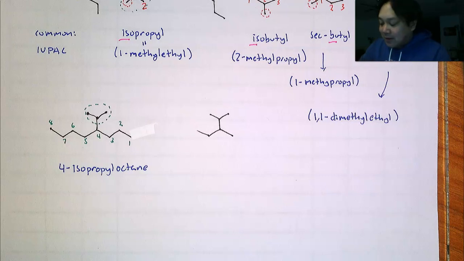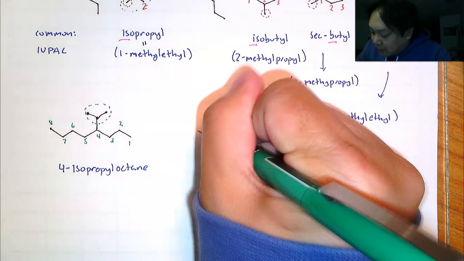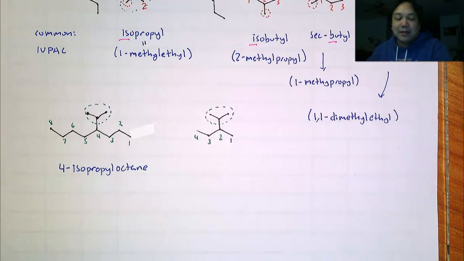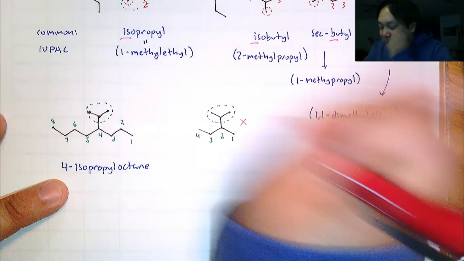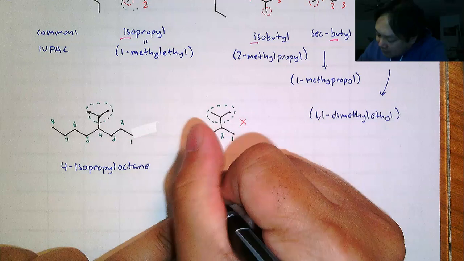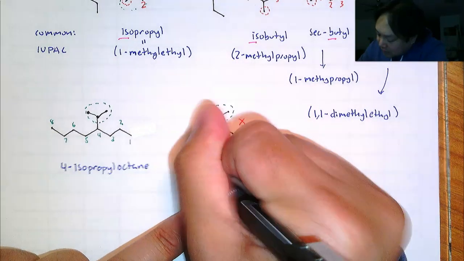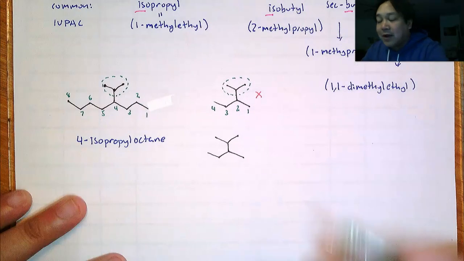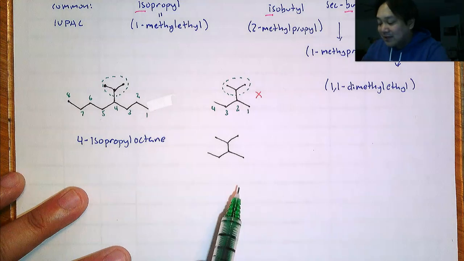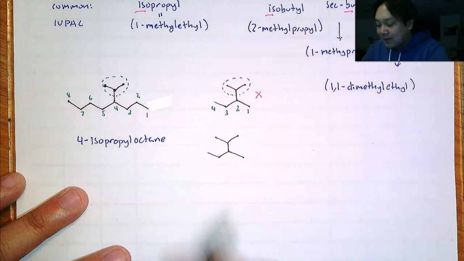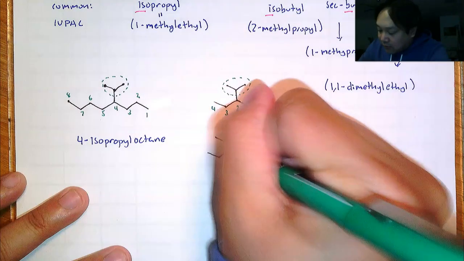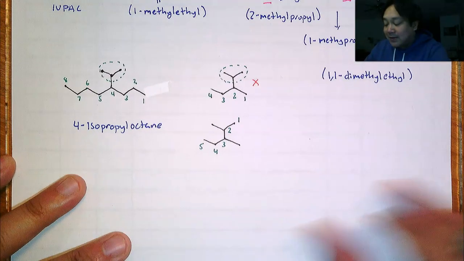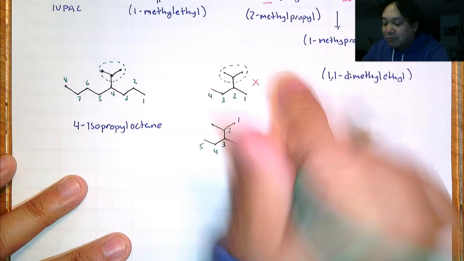If you thought that the numbering was 1, 2, 3, 4, and this is your substituent, that is actually wrong. Okay, that's actually wrong. Let me redraw this. Because we're forgetting rule number 1 of naming alkanes. You have to find the longest continuous carbon chain, and it's not 4, 1, 2, 3, 4. It's actually 1, 2, 3, 4, 5. It's a pentane.